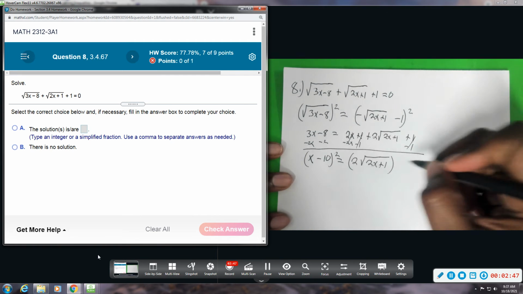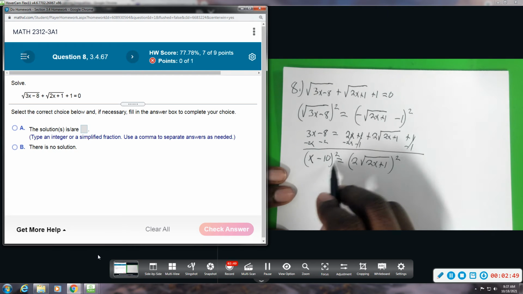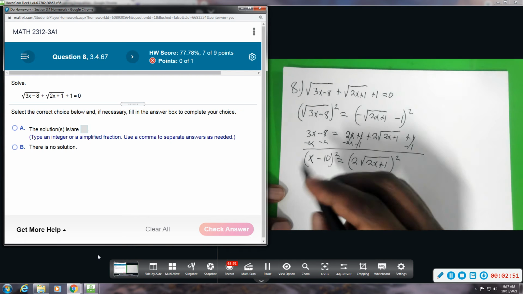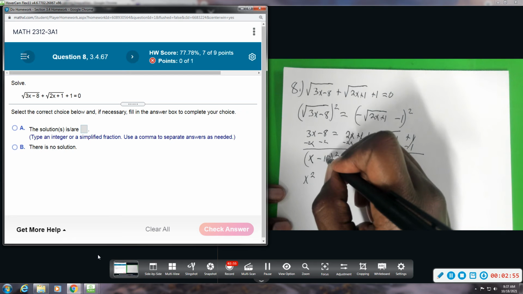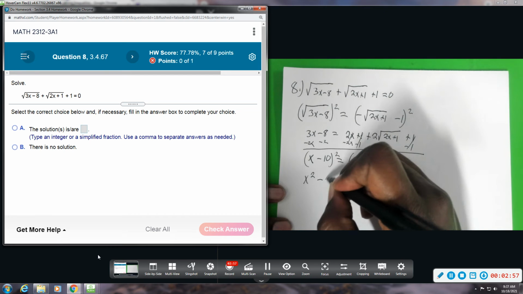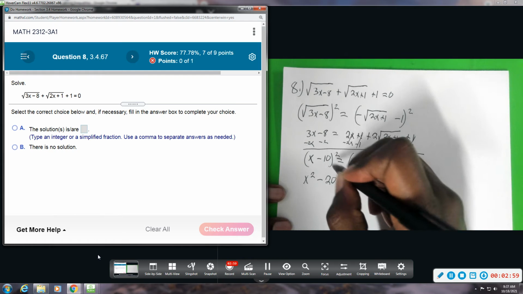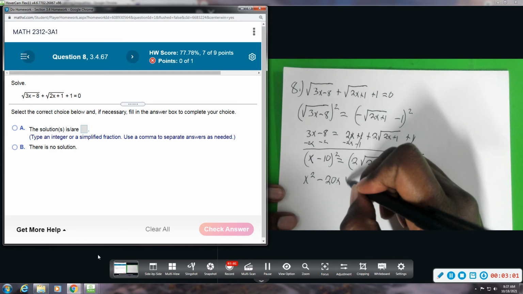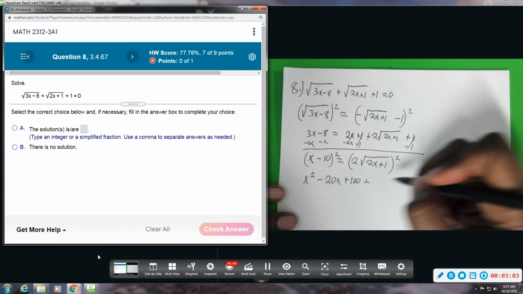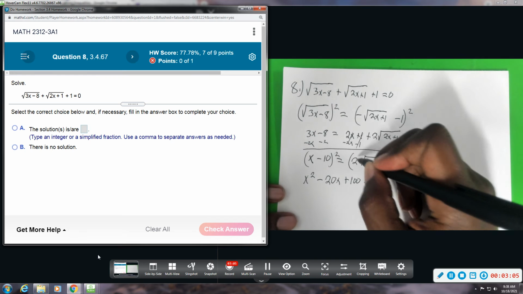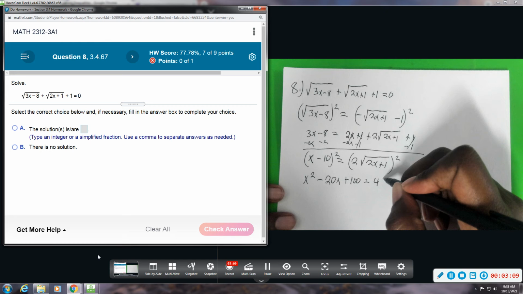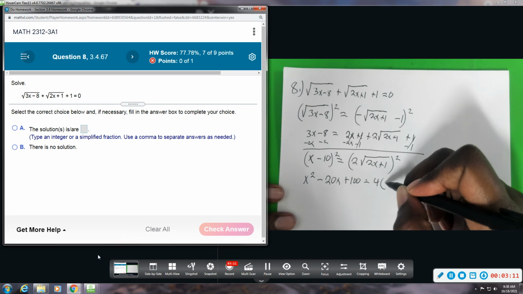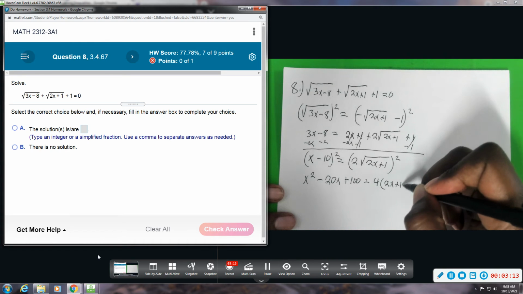With that number out front, it doesn't hurt. We can leave it there. So when I square this side again, I have to FOIL. So I'll get x squared. Multiply, get negative 10x, double it, negative 20x. Square the last, plus 100. Equals, when you square 2, you get 4. And when you square a square root, it gets rid of it. So this gives us 2x plus 1 in parentheses.